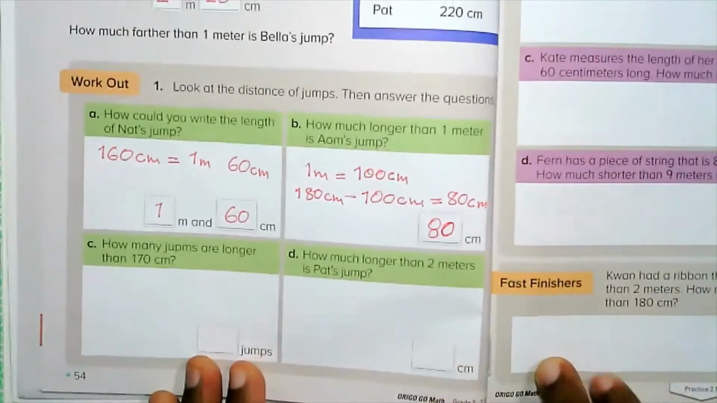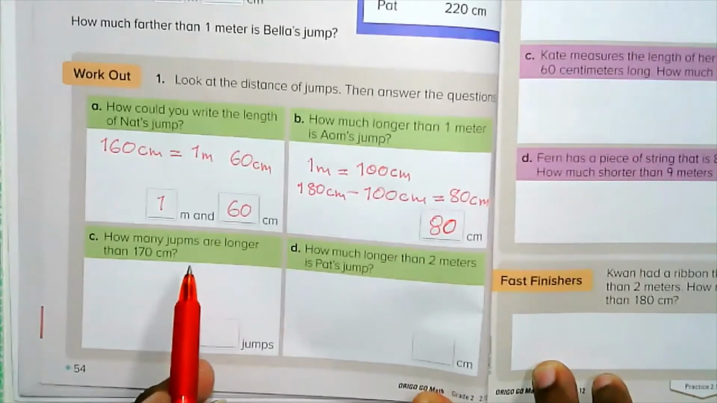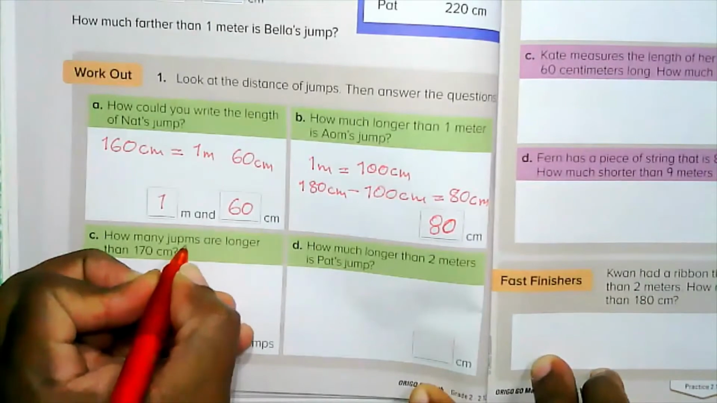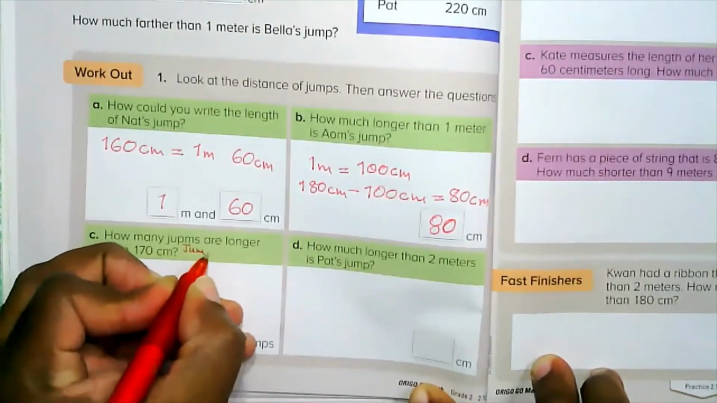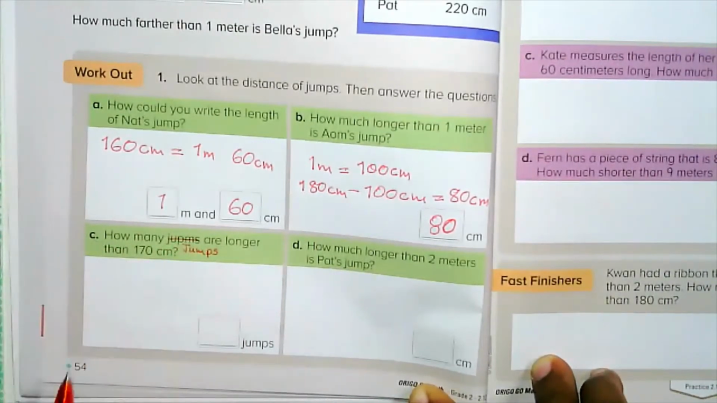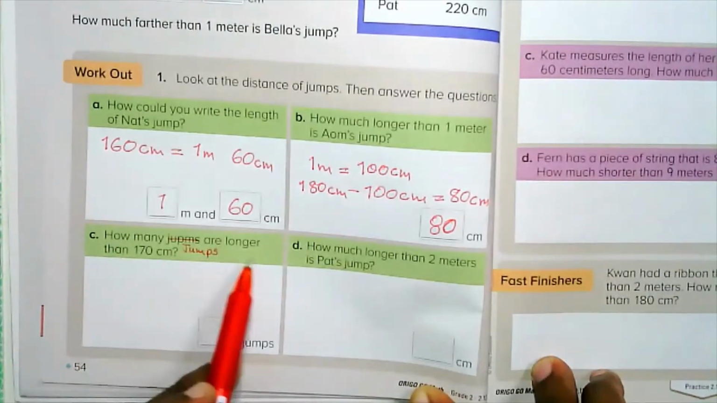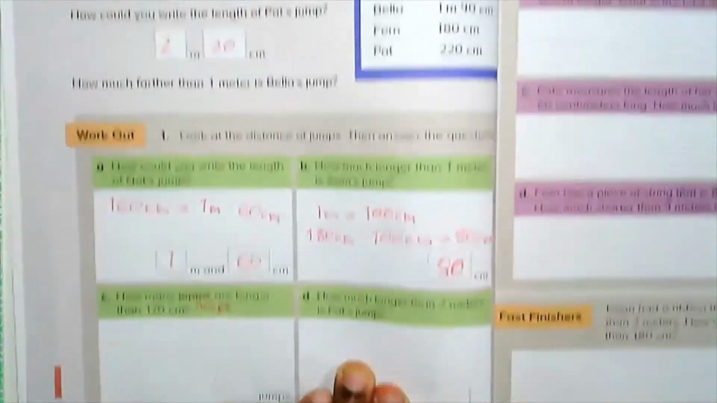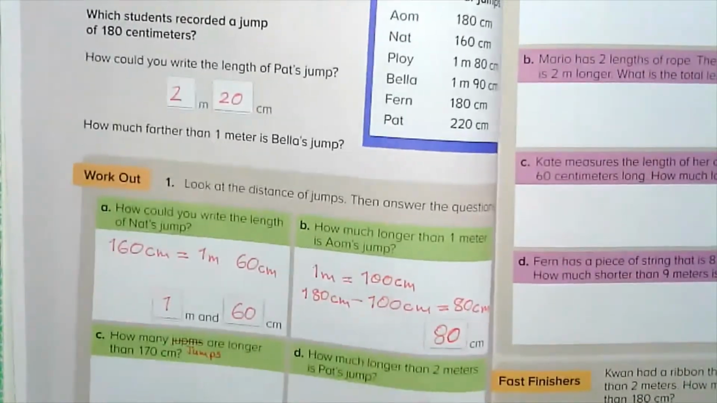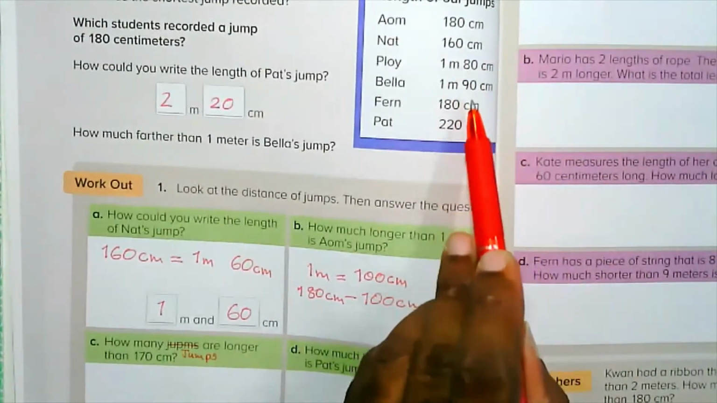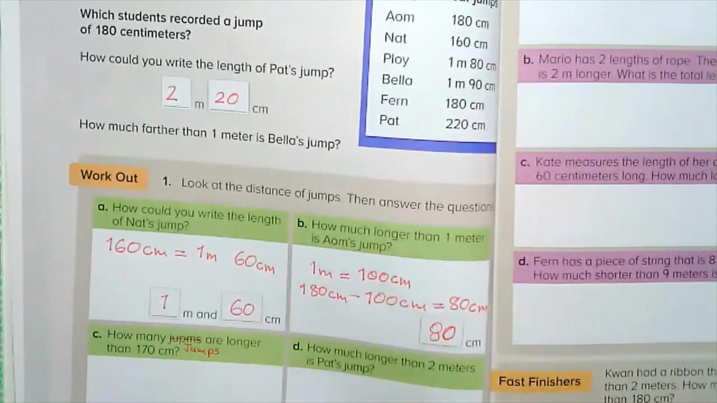Part C. How many jumps? This is jump, J-U-M-P, J-U-M-P-S, jumps. How many jumps are longer than 170? How many jumps are longer than 170? Let's take a look at the result. We have 1, 2, 3, 4, 5. 5 jumps.